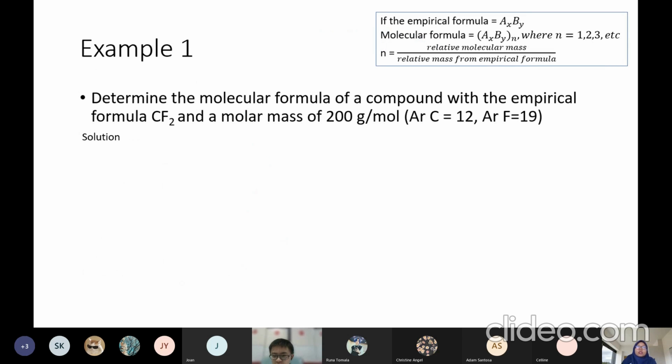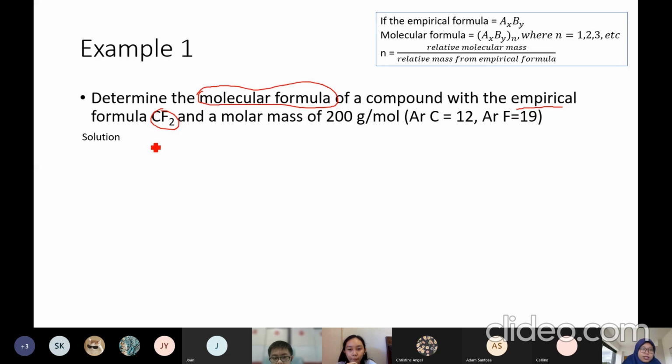Okay, let's go to the next question. Determine the molecular formula of a compound with the empirical formula CF2 and molar mass 200 grams per mole, Ar of C is 12 and Ar of F is 19. How to solve this problem? Determine the molecular formula.